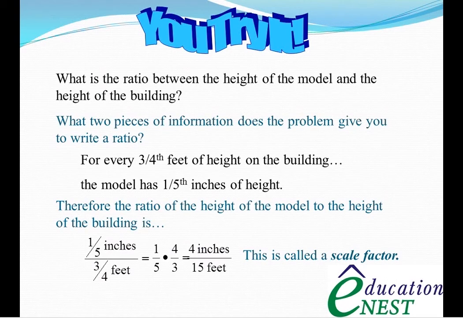Now, let's see the pieces of information related to ratio in this problem. It says, for every 3/4 feet of height on the building, the model has 1/5 inches of height. So the ratio of the height of the model to the height of the building is 1/5 inches upon 3/4 of height, which will be in feet. If we solve that, it comes to 4 inches upon 15 feet, which is called a scale factor.